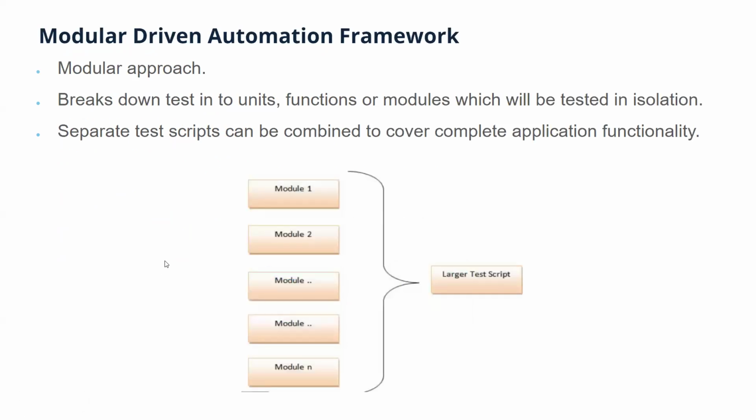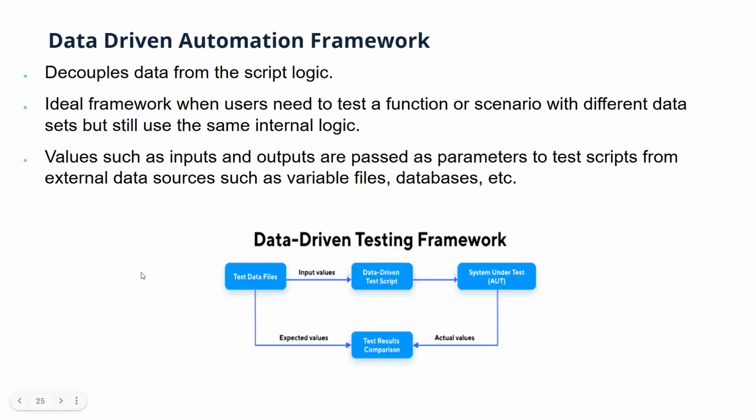Then modular driven: you segregate your test scripts as per module. If you have a login module, it's login. If you have a payment module, it's payment. If you have a billing module, it's billing. If you have a dashboard module, you can have multiple functionalities as modules. Inside a module, you can have multiple scripts and store them, and each sub module you can call separately, or you can call all the modules together. That's a modular driven architecture. These are very old frameworks, and right now we don't actually use them.